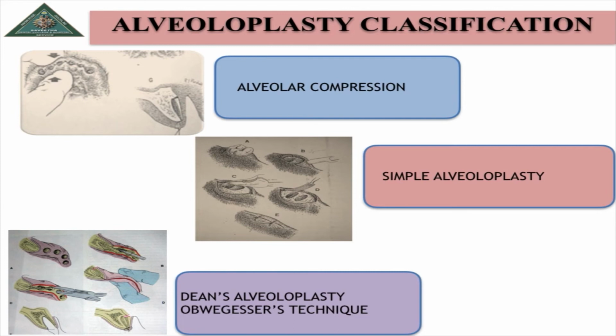When you are speaking about alveoloplasty, these are procedures done in a patient who has thick as well as sharp bone during an extraction and for the procedure of immediate denture reconstruction. Alveoloplasty can be broadly classified into two major categories. One is regular simple alveoloplasty, and the other is modified alveoloplasty like Dean's interseptal alveoloplasty or obwegeser alveoloplasty.